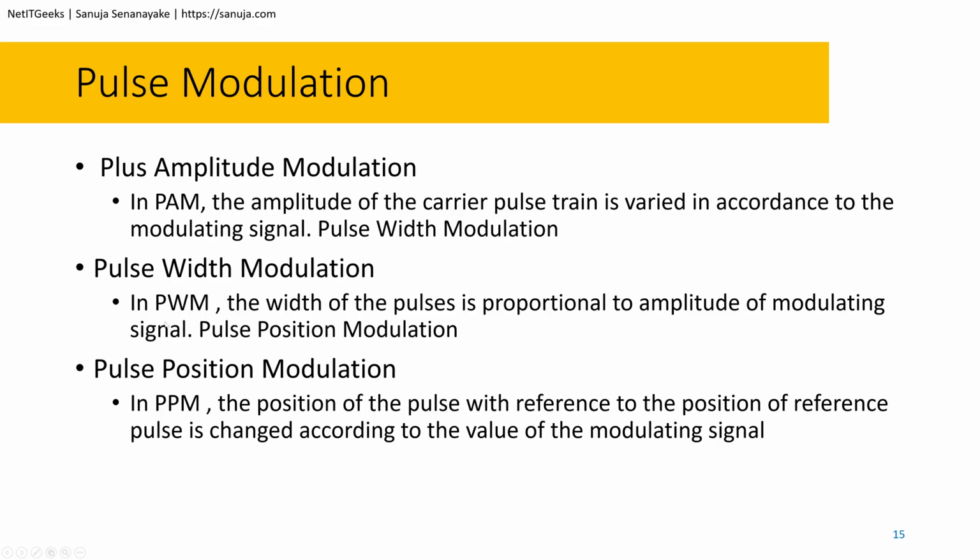The next one we're going to look at is pulse width modulation, or PWM, in which the width of the pulses is proportional to the amplitude of the modulating signal. So this one is looking at the amplitude, and PAM is also looking at the amplitude, but in PWM the width of the pulse is proportional to the amplitude of the modulating signal, and in PAM the amplitude of the carrier train is varied in accordance with the modulating signal. And the next one we're going to look at is pulse position modulation. That would be this one.